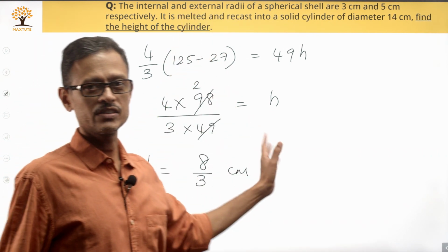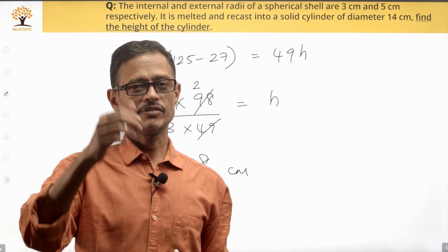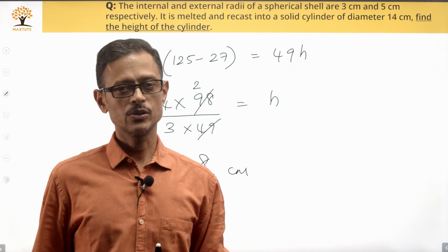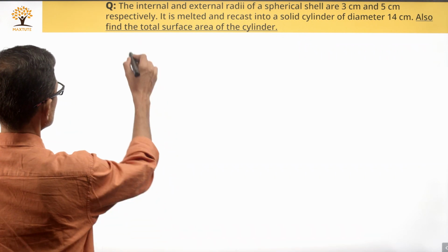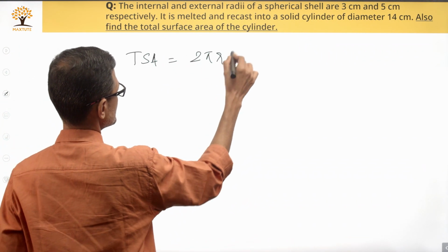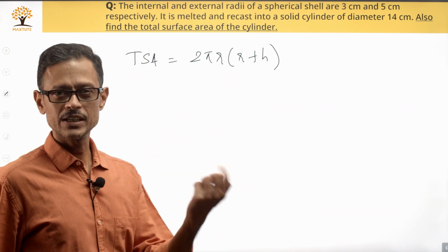We needed to find the height of the cylinder, which is part 1, and we have found it. We equated the two volumes, plugged in the values of Re, Ri and R, and did the calculation to arrive at the value of H. Now step 2 is finding the total surface area. The total surface area of a cylinder, we know the formula, is 2 pi R times (R plus H). Do we have data for everything? Yes. Take pi to be 22/7.